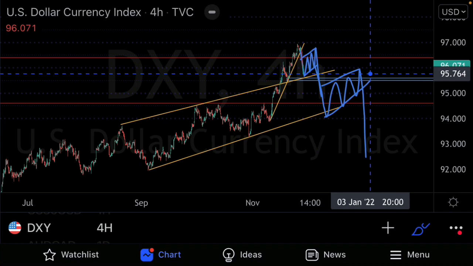So guys, over the course of next week and hopefully over the course of this whole month, the month of December, we're going to be looking for those sell biased trading opportunities on the DXY.